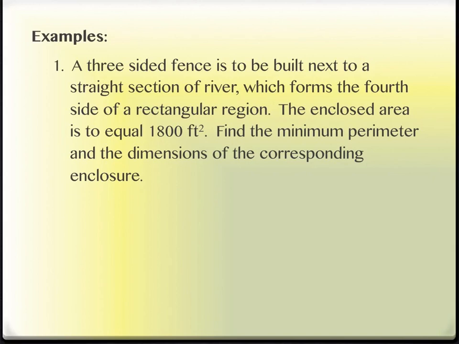So you have a 3-sided fence to be built next to a straight section of river. Sometimes you'll hear these questions and they're on the side of a barn, on the side of a house, right? You're enclosing a garden to keep out the dog or whatever, something like that. The enclosed area is specifically going to equal 1,800 feet squared. Okay, that gives you some boundaries of what you can and can't have happen. And we're going to try to find the minimum perimeter, right, the minimum amount of fencing, basically, that we need in order to create this enclosure.